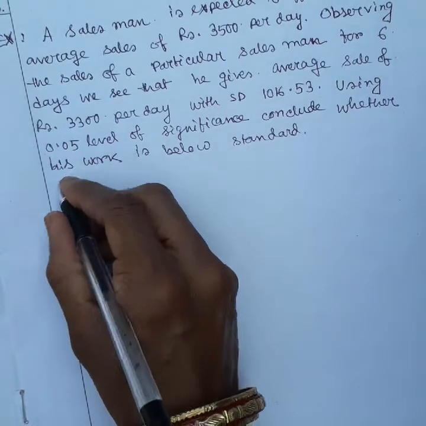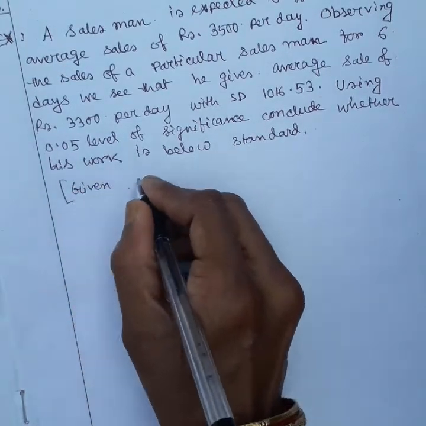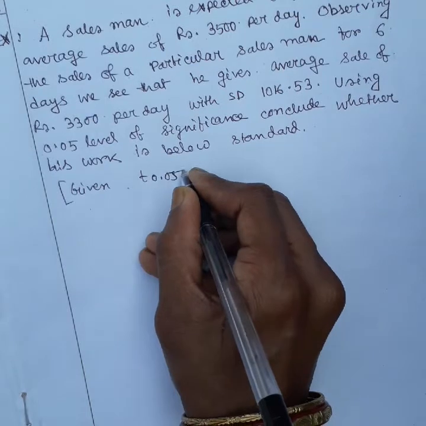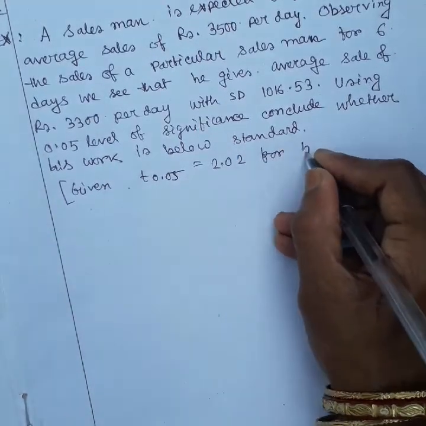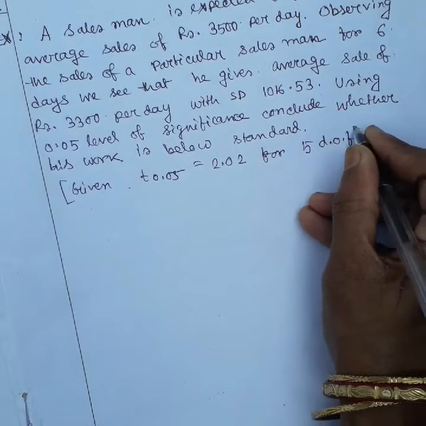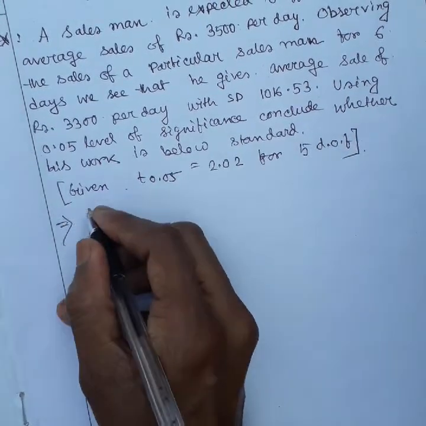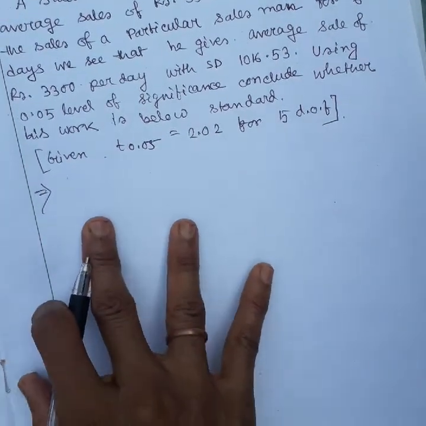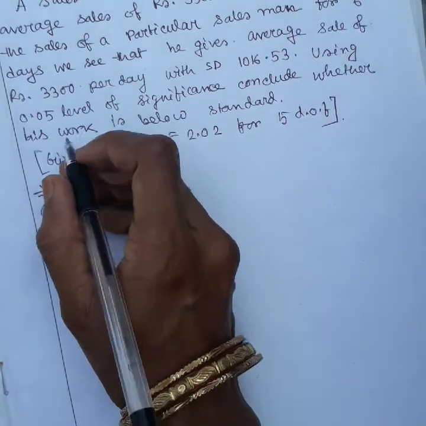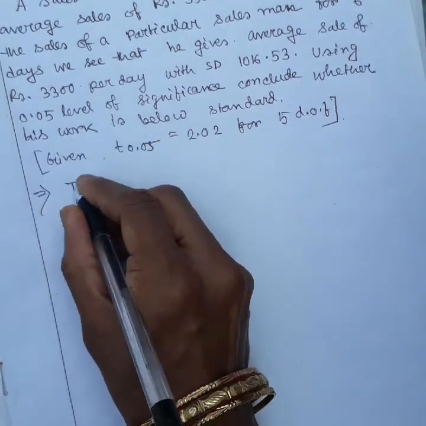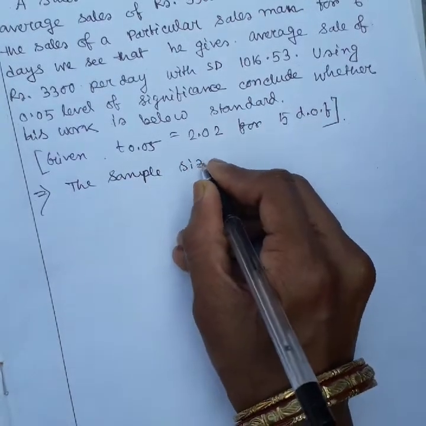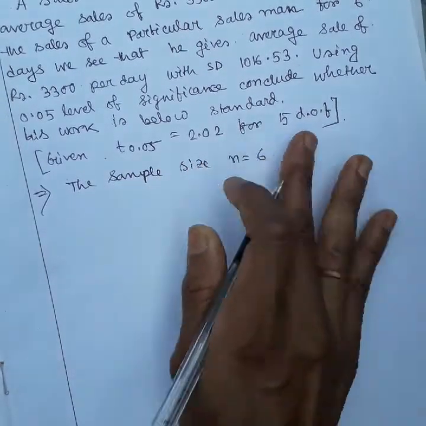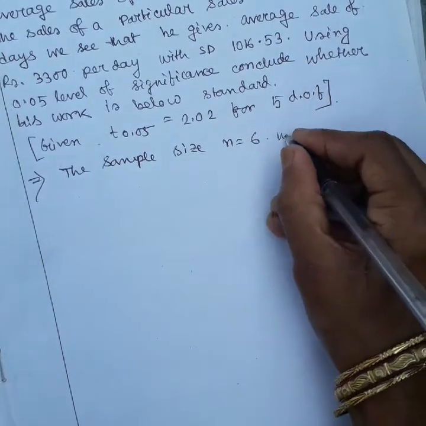And here it is given t of 0.05 is equal to 2.02 for 5 degrees of freedom. So here what is given: the sample size n is equal to 6, which is very small.